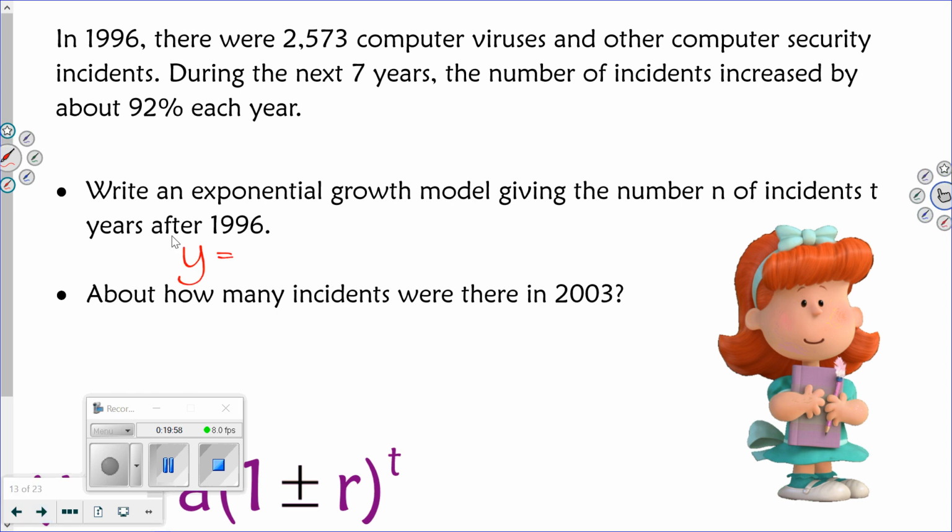So we're going to have y equals my initial amount, 2573. Is it plus or minus? Plus. It is increasing. Plus 92%, so 0.92. And then how many, my t value is what? 7. So they actually said the next 7 years.